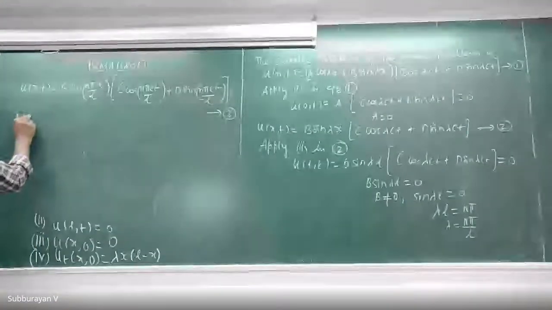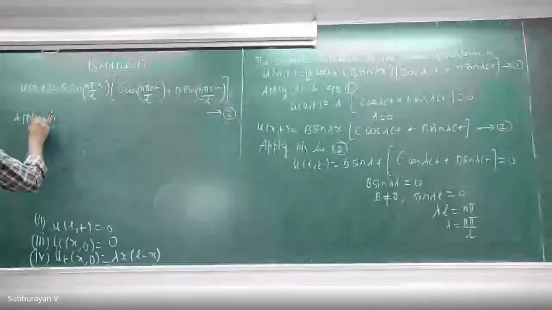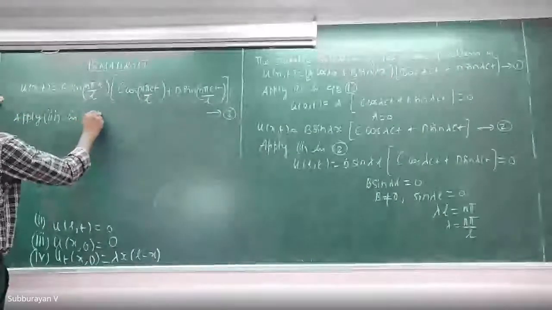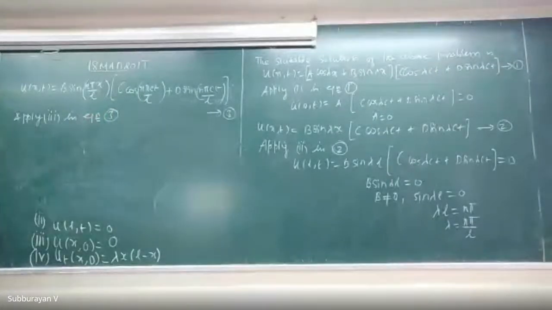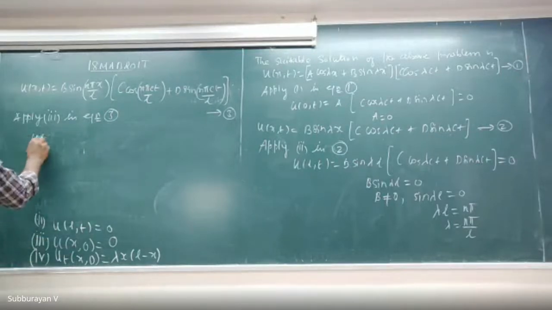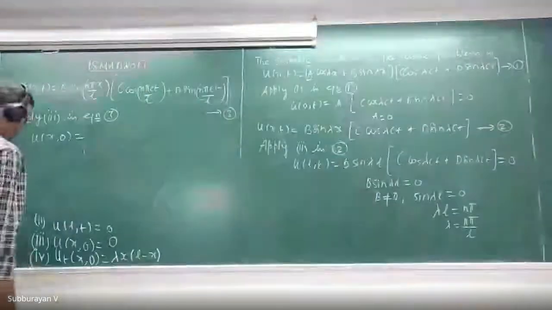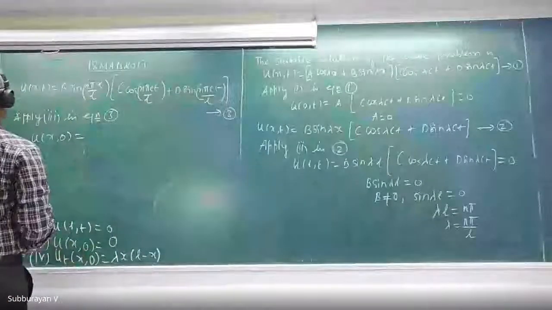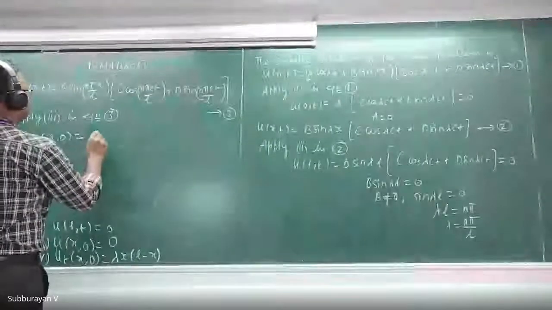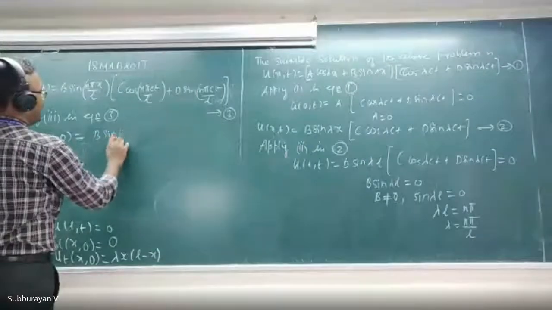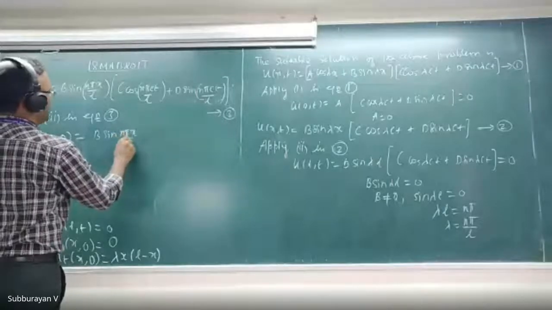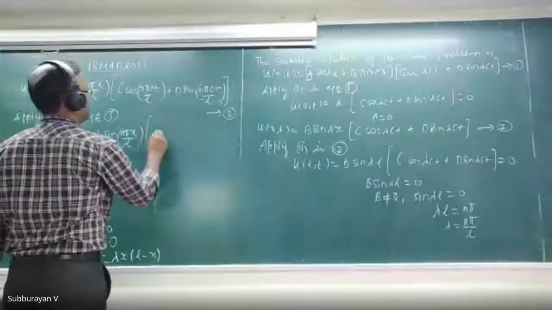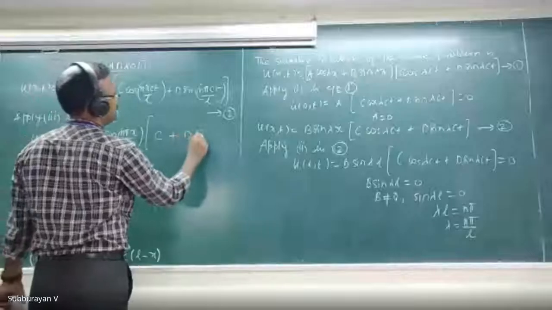Now apply the third condition in equation number 3. What is the third condition? That is u of x comma 0 equal to 0. That means we just substitute t equal to 0. Therefore b sin n pi x by L into c plus d into sin 0.